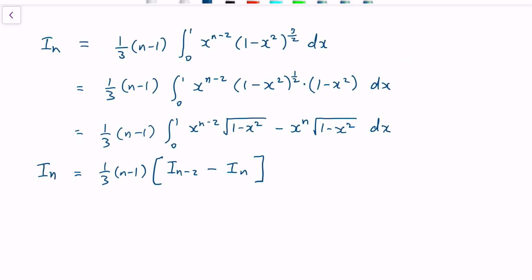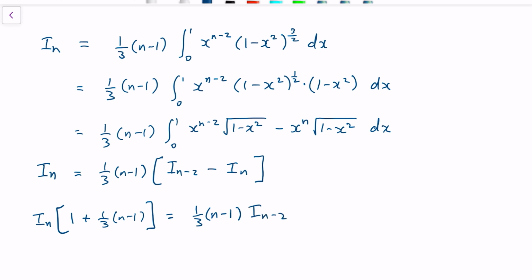It's like a linear equation. We've got I_n already on the left hand side with a 1, and then we take away, no, we don't take away, we add 1/3 of n minus 1 to it. I'm moving this here, expanding it, moving it to the left hand side, and then left on the right hand side is 1/3 (n minus 1) times I_{n-2}.